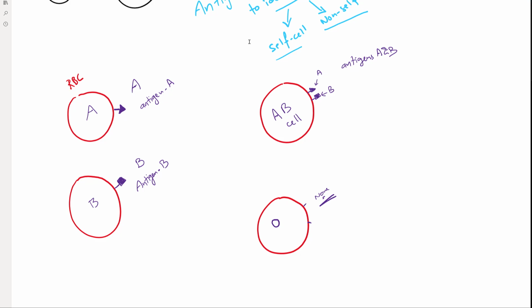Okay, so those are the four types of red blood cells in our body, depending on the antigen they present. Either they have antigen A, antigen B, both antigens, or none of the antigens. If it's antigen A, it's an A cell. If it's antigen B, it's a B cell. If both, it's AB. If none, it's an O cell. So those antigens are critical in matching when we do the blood transfusion.